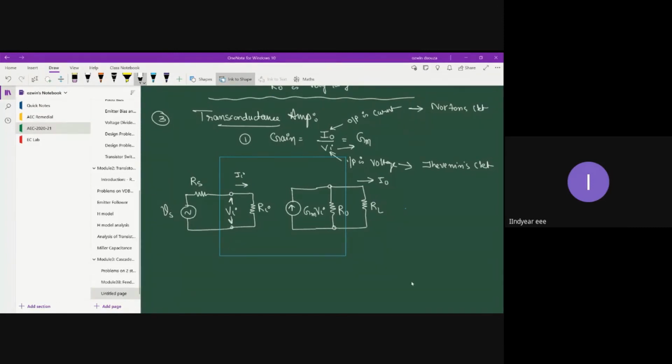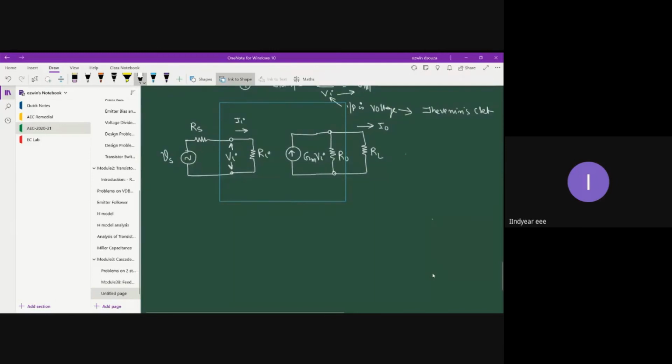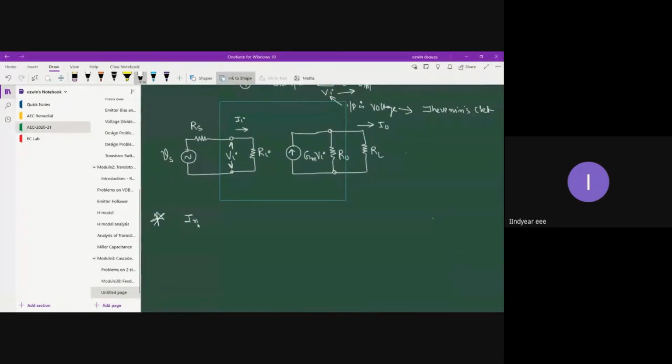All right, so let us apply the analysis now. Input circuit. Since on the input side you have voltage, let us apply the voltage divider rule. So Vi is equal to the source voltage into Ri divided by Rs plus Ri. So that's the exact expression.